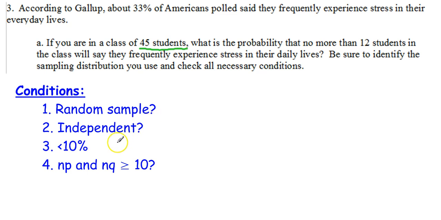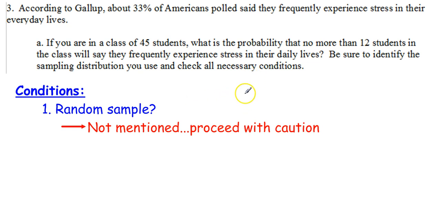We'll get to these in a second. Next one, is our sample less than 10% of the population? And number four, the fourth condition is, can we expect greater than or equal to 10 successes and failures? Can we expect at least 10 people to say they frequently experience stress in their everyday lives, and at least 10 people to say that they don't? So let's go through these one by one quickly.